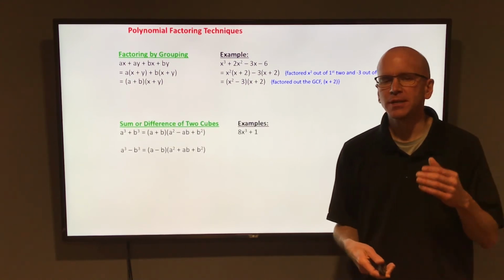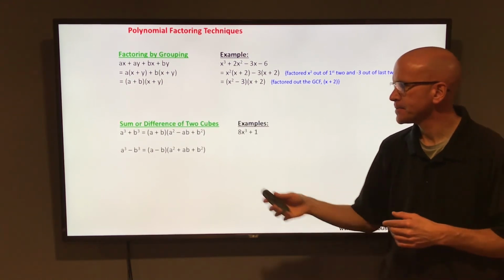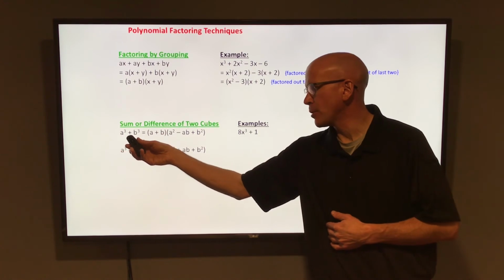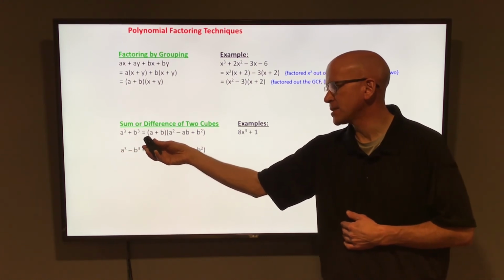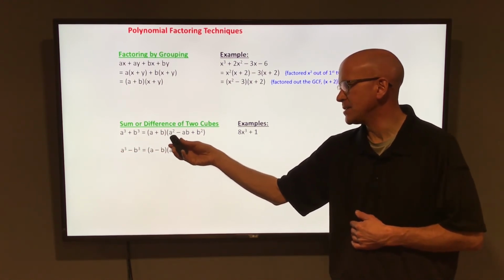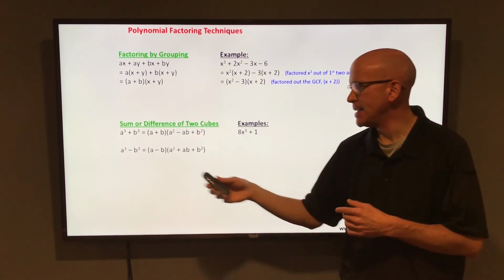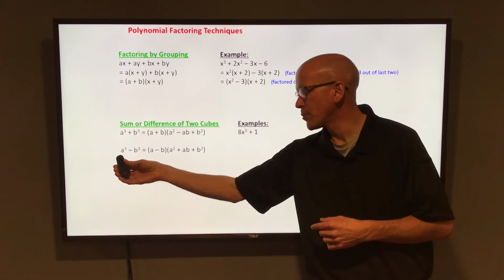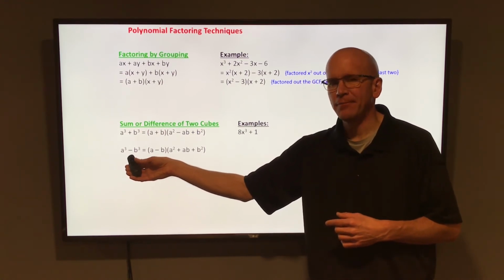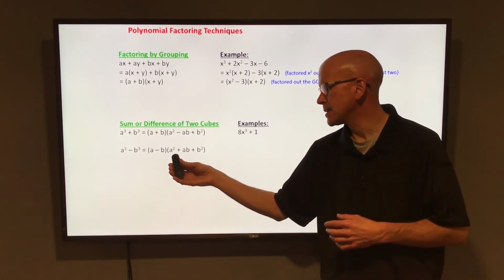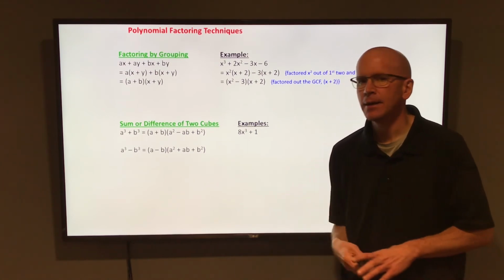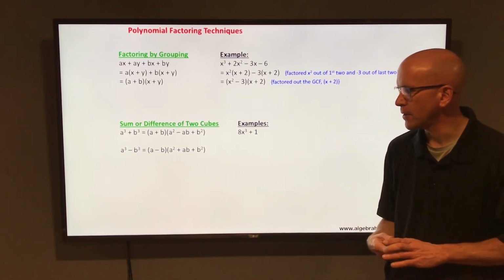Earlier we talked about a sum or difference of two cubes. Sum of two cubes, a to the third plus b to the third, factors into a plus b times a squared minus ab plus b squared. And we've had a difference of two cubes, a to the third minus b to the third. That factors into a minus b times a squared plus ab plus b squared. Note the difference on those.